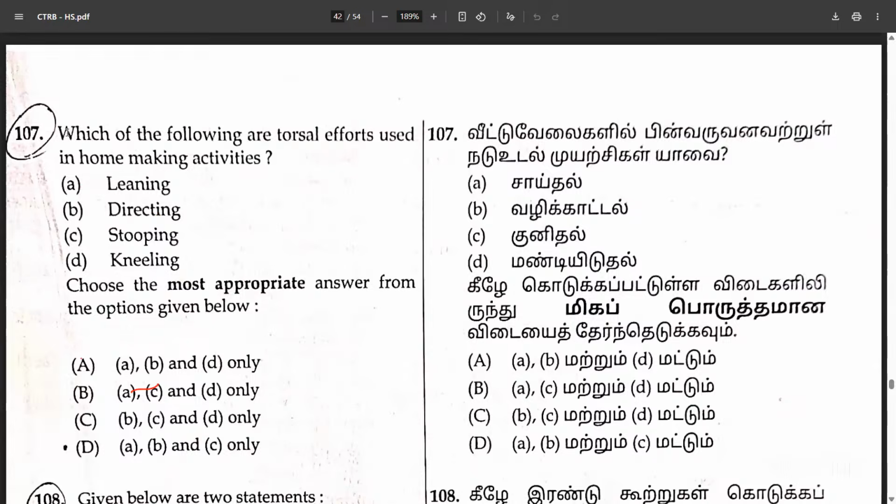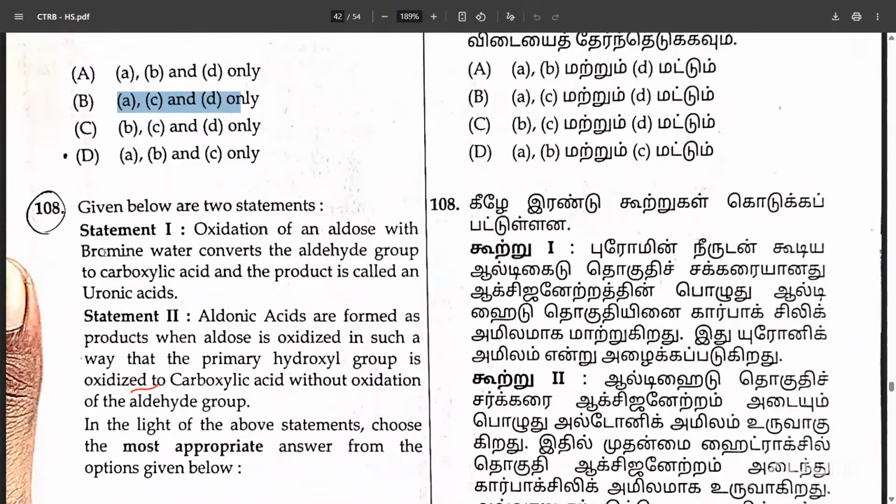107 is: which of the following are postural efforts used in homemaking activity? Here you'll simply eliminate directing. Leaning, stooping, and kneeling are the correct ones. So you'll eliminate directing and you'll get your answer, which is B. ACD is the right answer.